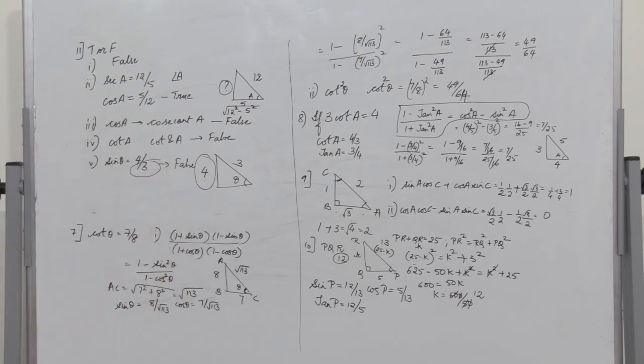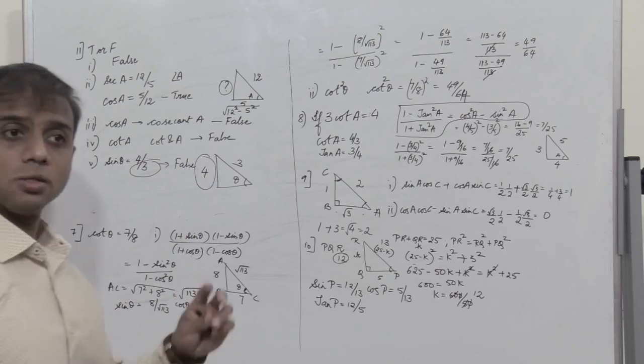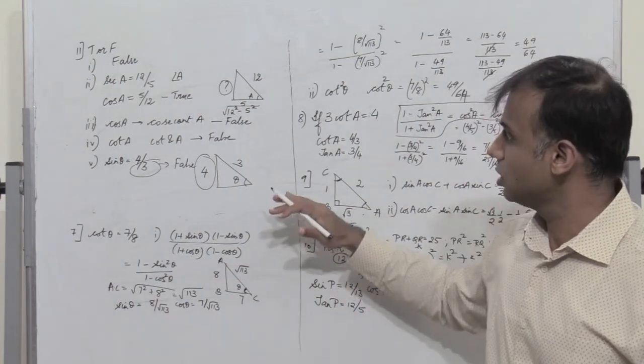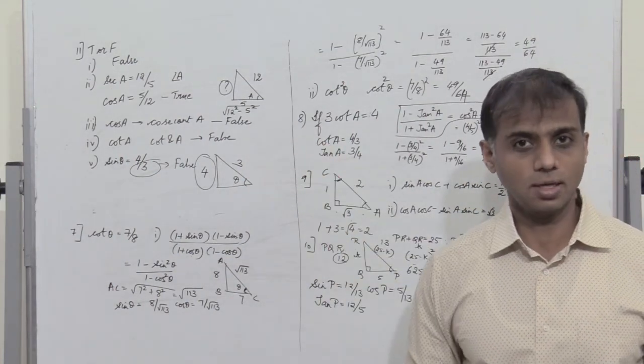Okay, so very interesting, 5 true or false statements. So with this we have gone through the fundamentals of trigonometry, and we have also solved all the problems given in the first exercise. Right?